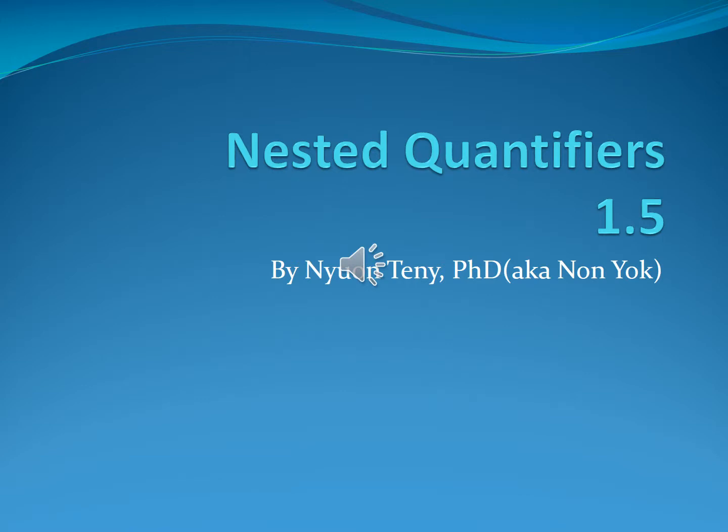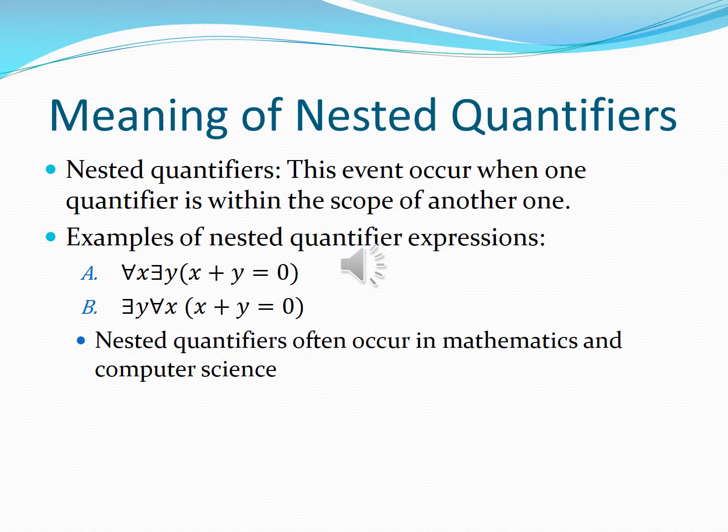Today we will discuss the topic of nested quantifiers, section 1.5. Meaning of nested quantifiers: nested quantifiers occur when one quantifier is within the scope of another one. Examples of nested quantifiers are listed below.